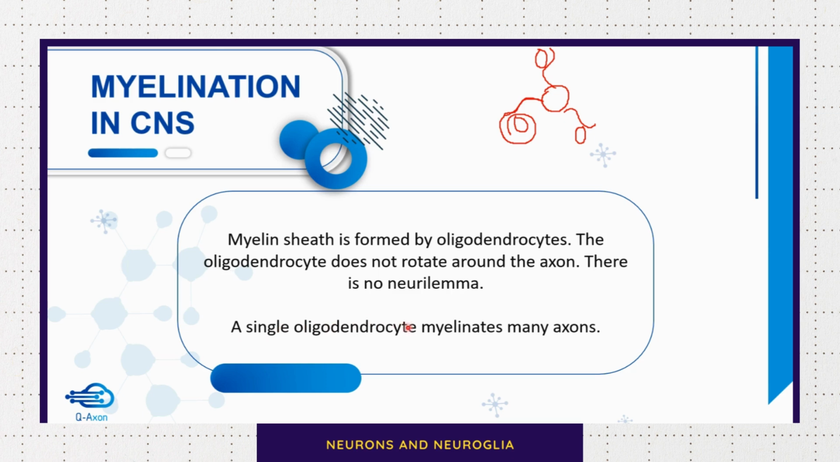So one single oligodendrocyte myelinates many axons, which means that if there is loss of myelin, then the oligodendrocyte will not regenerate that myelin. Unlike in the peripheral nervous system, where if a neuron loses its myelin coat, then the Schwann cell again forms myelin around it.